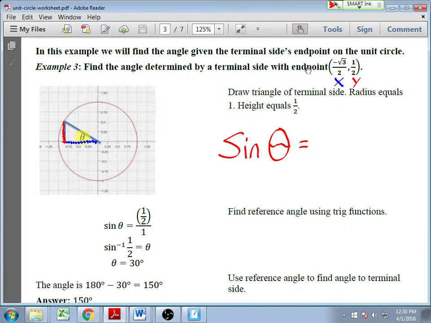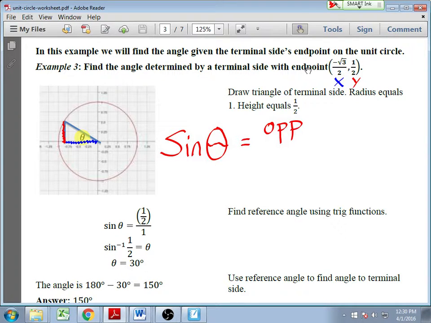So I want you guys here on your paper to write sine of theta equals opposite, because SOHCAHTOA, over hypotenuse. I know that the opposite side that I have there, the height, is 1/2, because that's the y value. And I know that the hypotenuse is a length of 1 because my radius has to be 1. Is anyone confused how I get 1/2 over 1?